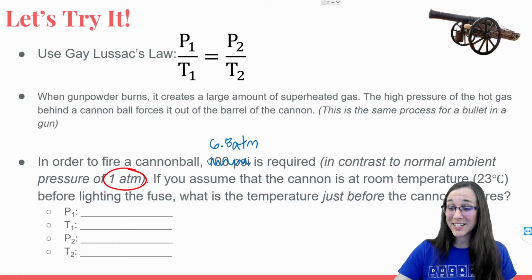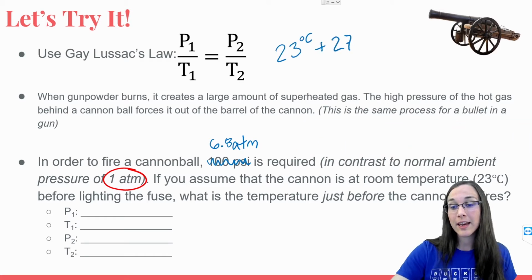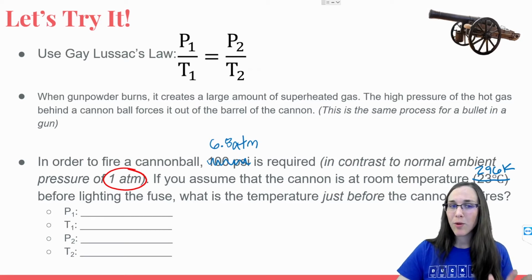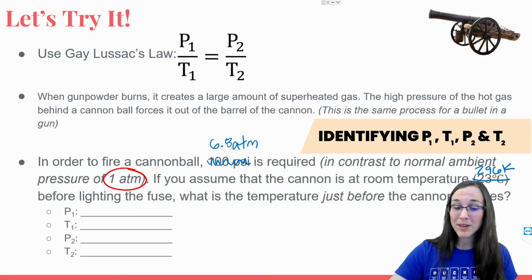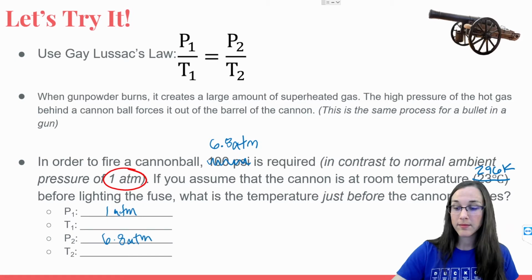Great, now the next thing I need to do is convert my 23 degrees Celsius into Kelvin. The way we do that is by adding 273 to any degrees Celsius in order to find Kelvin. And when we do so, we see that it ends up being 296 Kelvin. Now we just need to figure out which one is our P1, T1, P2, T2. We're saying that initially our normal ambient room temperature is 1 atm, so that's going to be our initial pressure. Our final pressure, right before the cannonball fires, is going to be the 6.8 atm that we calculated. The initial room temperature is 296 Kelvin, and we're trying to figure out what T2 is.